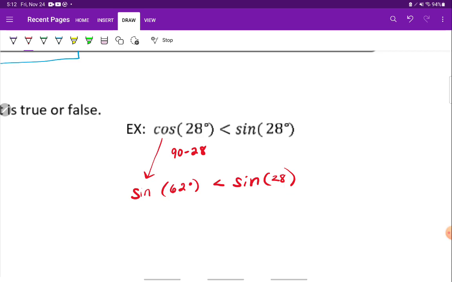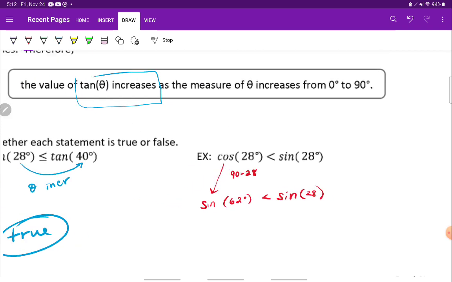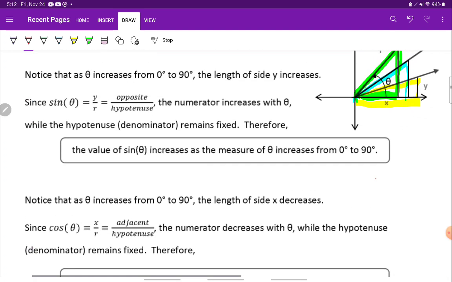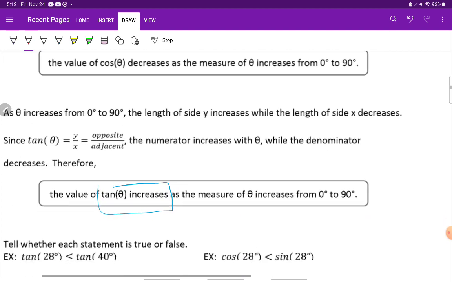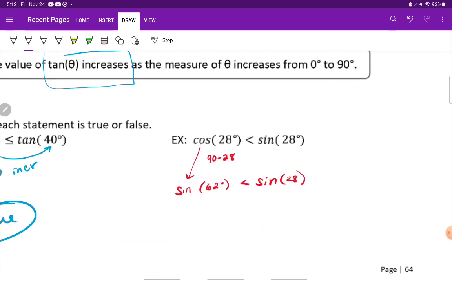All right, so now it's saying that the larger angle has the smaller sine value. Let's see if that's true. Looking at our statement, it says that the value of sine increases as theta increases from 0 to 90 degrees. So the larger angle should have an increased sine, should be the bigger one. So this is false.